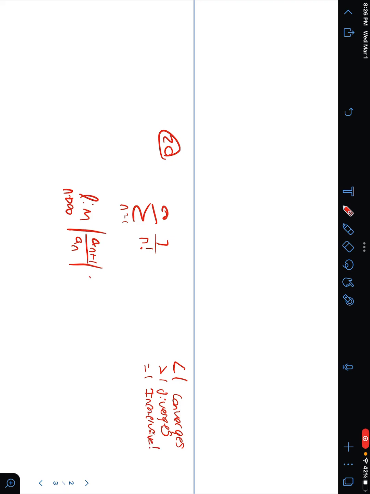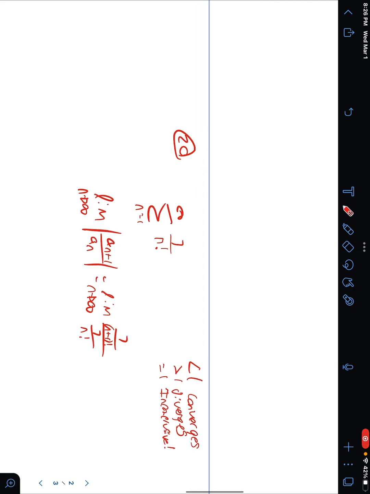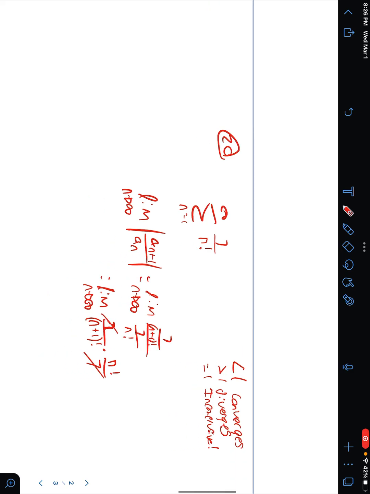So what we do here is we take the limit as n approaches infinity of 7 over n plus 1 factorial over 7 over n factorial. What you do here is multiply by the reciprocal of the denominator. We get 7 over n plus 1 factorial times n factorial over 7. These are both 7s, so our 7s cancel. And then we're going to have to rewrite the denominator.